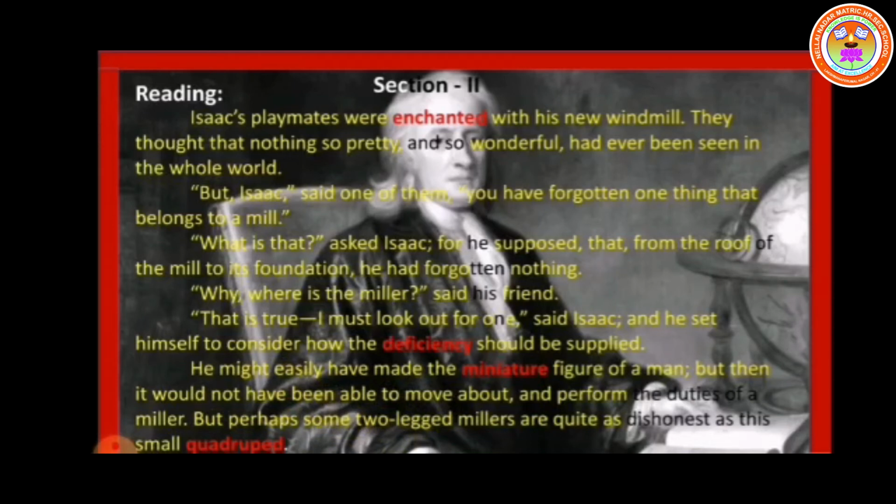It would be a better thing, but he will not be an honest person. The quadruped, the rat, whenever the grain is served, what will happen? It will go and eat up some grain. So there won't be honesty there. That's why he mentions it as dishonest as his small quadruped.